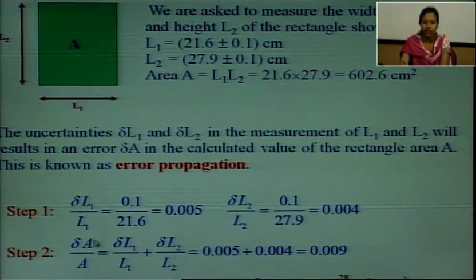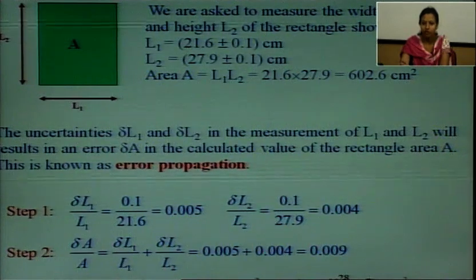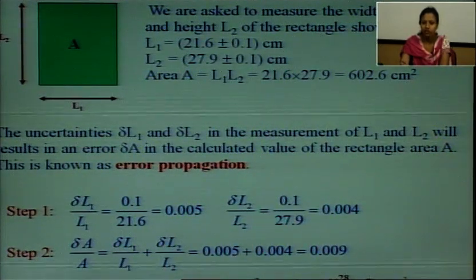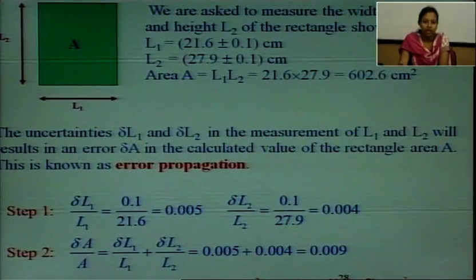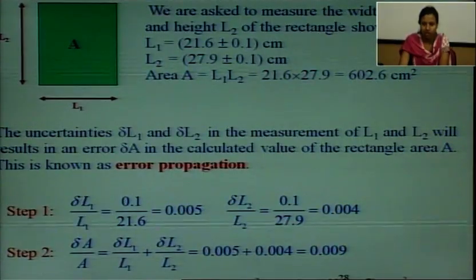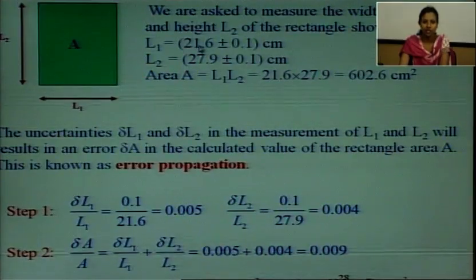The sum of these two is equal to 0.009. So delta A, the uncertainty in the measurement of area, is equal to A into 0.009, which is equal to 5 centimeter square. So the area is equal to the central value approximately 603 plus minus 5. So this is the error in the measurement of area from the error we got in each length L1 and L2.